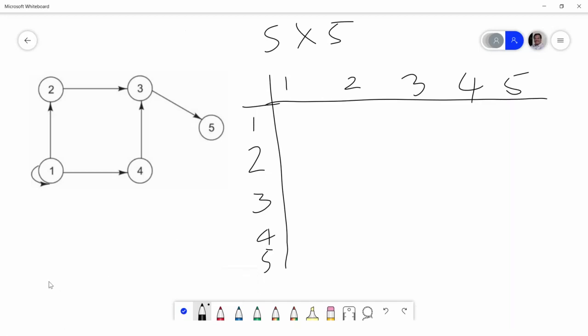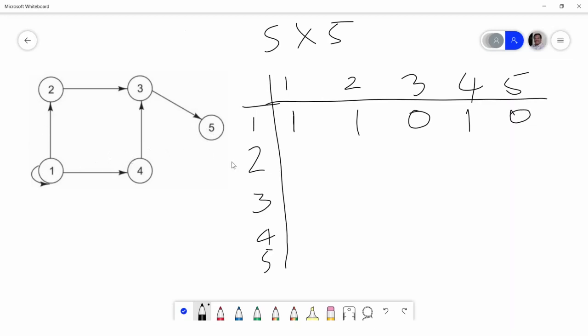Now, look at this component. 1 is pointing to 1. That means from 1 to 1 there is a path, so you write 1. Between 1 and 2, you have the path, so you write 1. Between 1 and 3, no path, so you write 0. Between 1 and 4, there is a path, so you write 1. Between 1 and 5, no path, so you write 0.